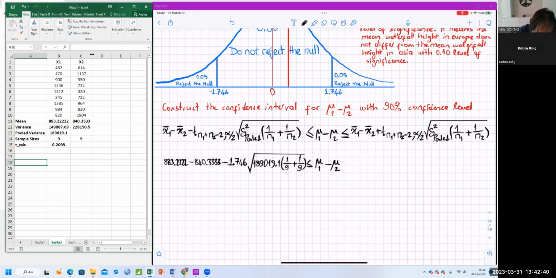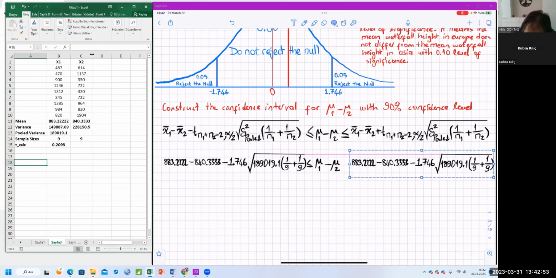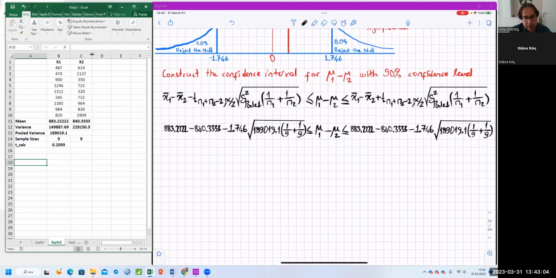So I'm going to copy the lower bound up here and paste it right there. Okay, I'll have another less-than-or-equal sign. You establish the confidence interval this way. I will change this one into the plus.